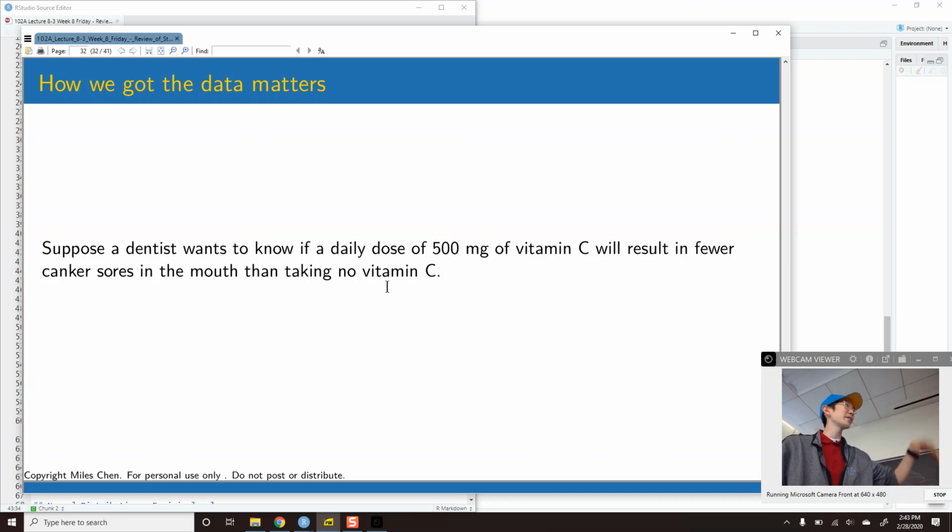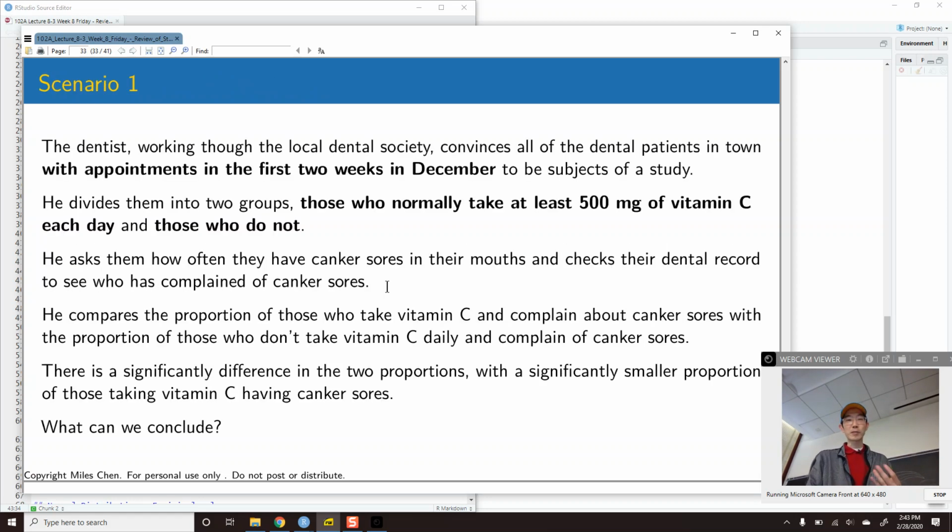So this is just our setup. Suppose a dentist wants to know if a daily dose of 500 milligrams of vitamin C will result in fewer canker sores in the mouth than taking no vitamin C. So does taking vitamin C reduce canker sores in the mouth? How can we get our data? We can get it from an observational study or from a random experiment. And then the other part is, did we get a random sample or no random sample?